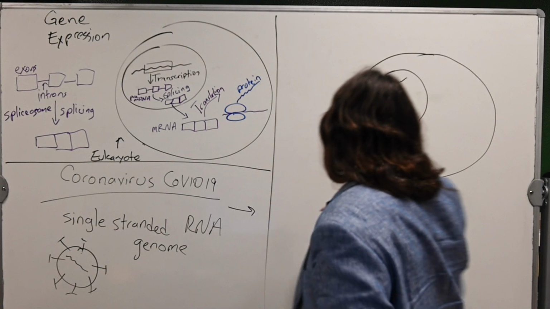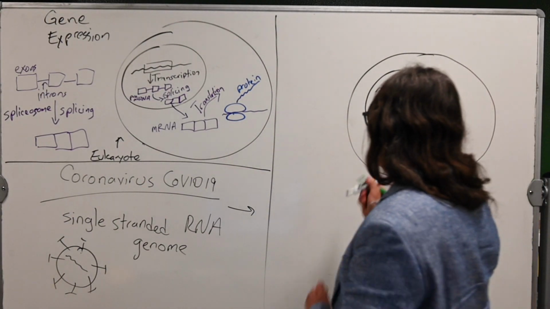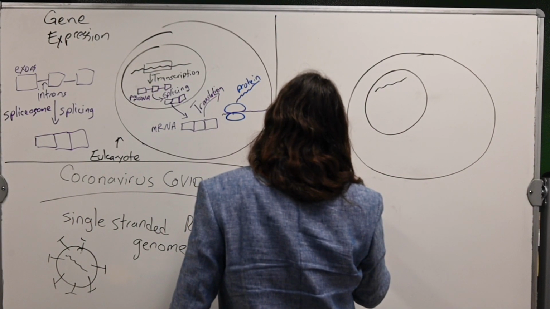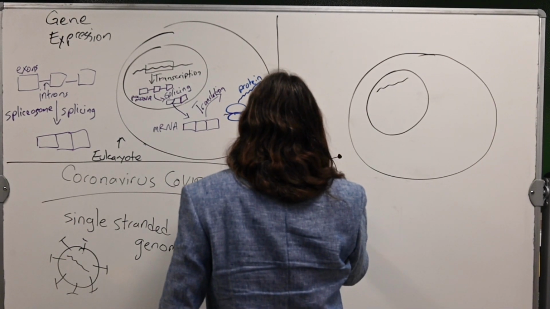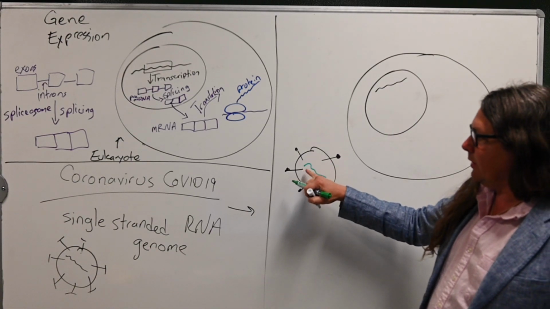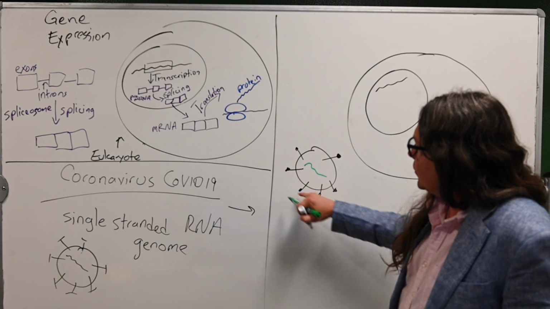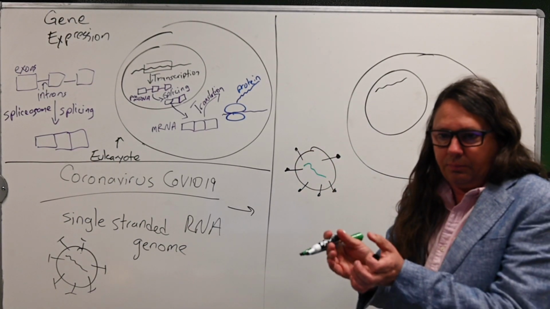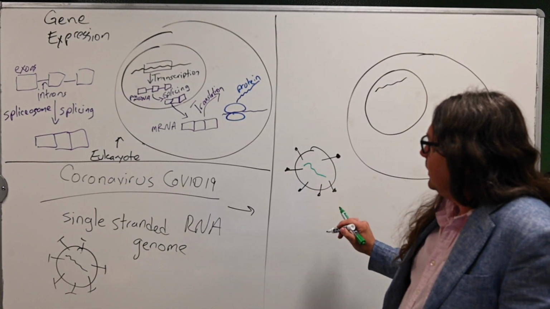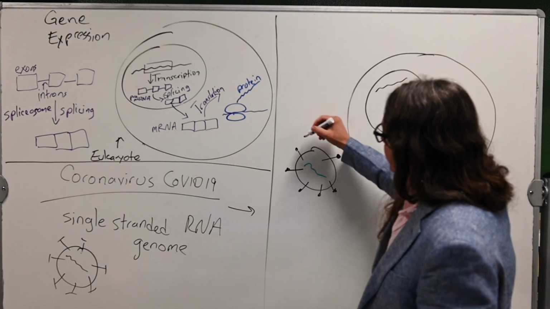Now we've got the coronavirus. So the coronavirus comes along, and I don't know how many copies of the RNA it has, but it probably has several in the capsid. This circular thing would be the capsid, which is the protein coat that surrounds and protects the RNA genome. And then it has these proteins that stick out, and this is spike.